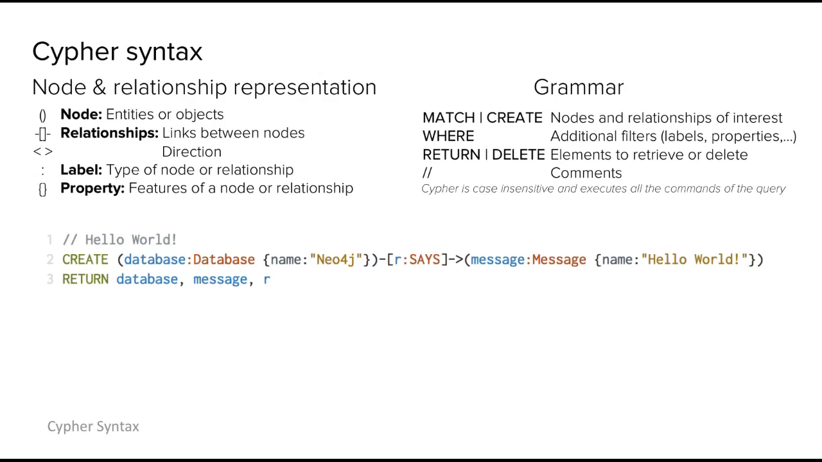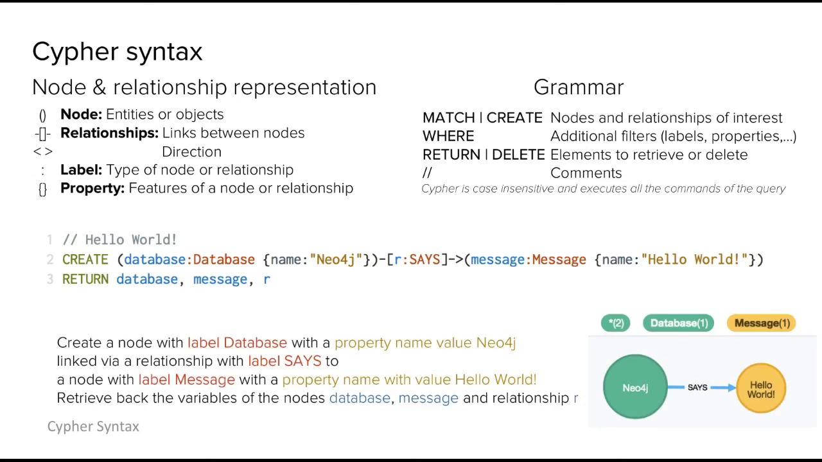The Hello World example, used while diving into the Neo4j browser lecture, is a good starting point for understanding the rationale of Cypher. This query inserts new nodes and relationships onto the database. Its translation could be as follows. Create a node with the label database with a property name with value Neo4j, linked via a relationship with label says to a node with label message with a property name with value hello world.